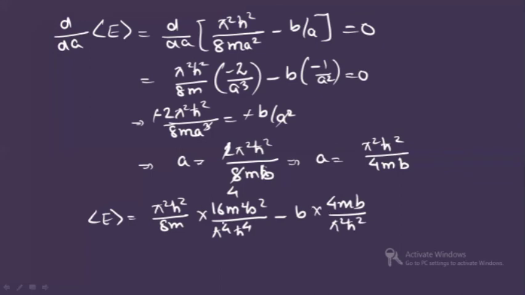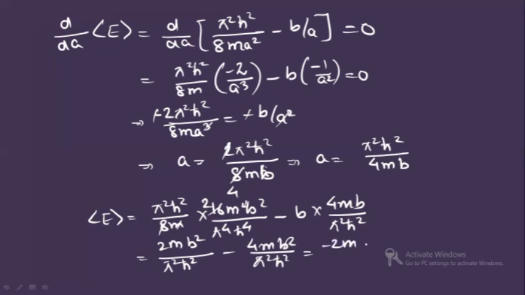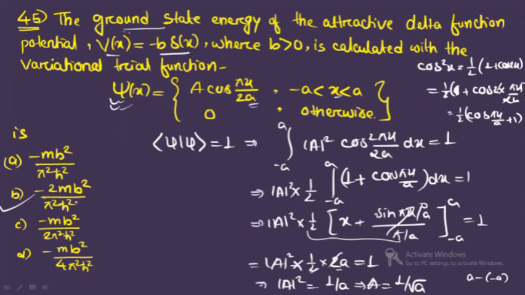So if you see here, in this case, 8 times 2 is 16. This m square will cancel this m, and you will have 2 m b square, right? In the denominator, you will have pi square h cut square. Clear? Minus this will give you 4 m b square by pi square h cut square. So clearly when you solve this, you will have minus 2 m b square, just subtract it, and in the denominator you will have pi square h cut square. So this is the expectation value of E, that means E minimum. Clear? So the correct option is option B. Next.